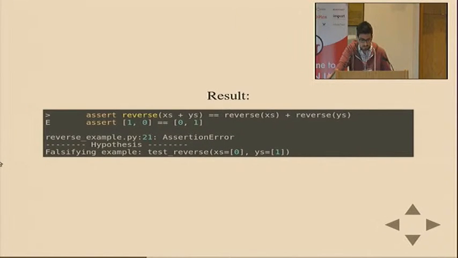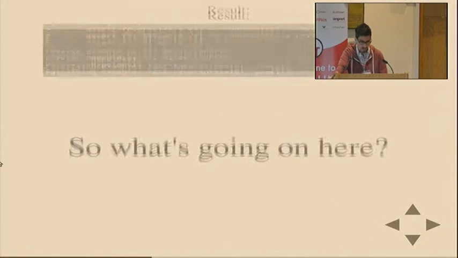This is the result. So actually, it's found a counterexample. The proposition was a bit dubious, and just a 0 in the first list and a 1 in the second list fails the proposition. And we didn't have to think up any example data to send into our code. So that's the key point.